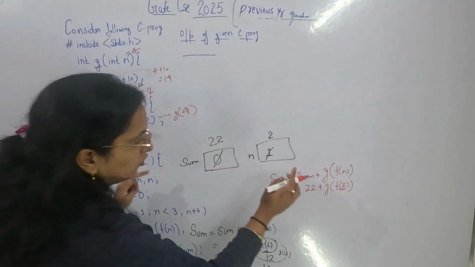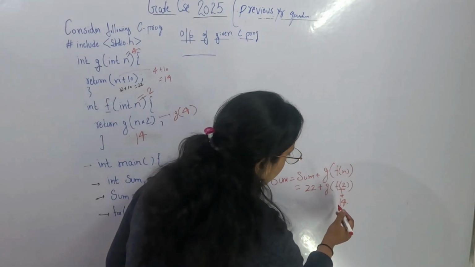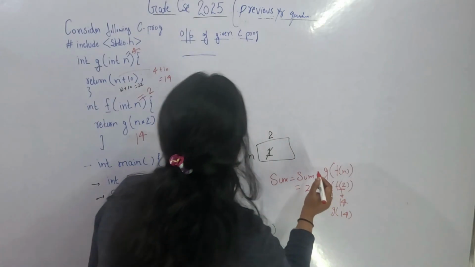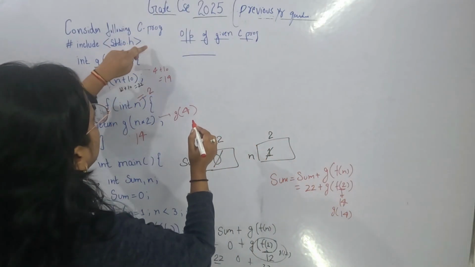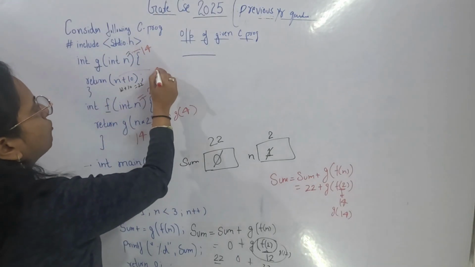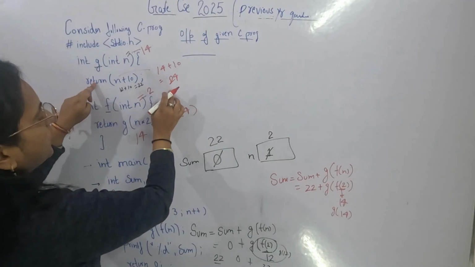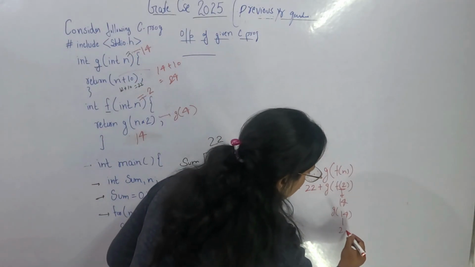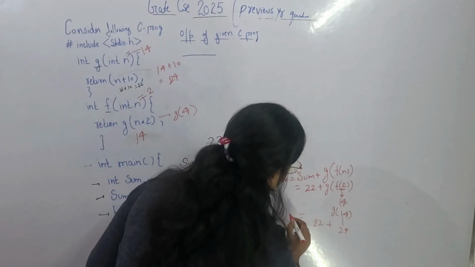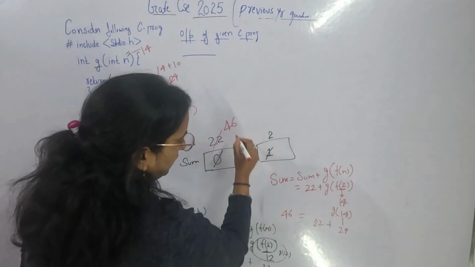Now we go back to where we came from, and this value is 14 now. Now this 14 will be passed to g of 14. We go to g of 14, and the n value is 14 now. This will give you 14 plus 10, which is 24. So this will return 24. Now again sum will be 22 plus 24, the sum value is 46. Now the sum value will be replaced with 46.